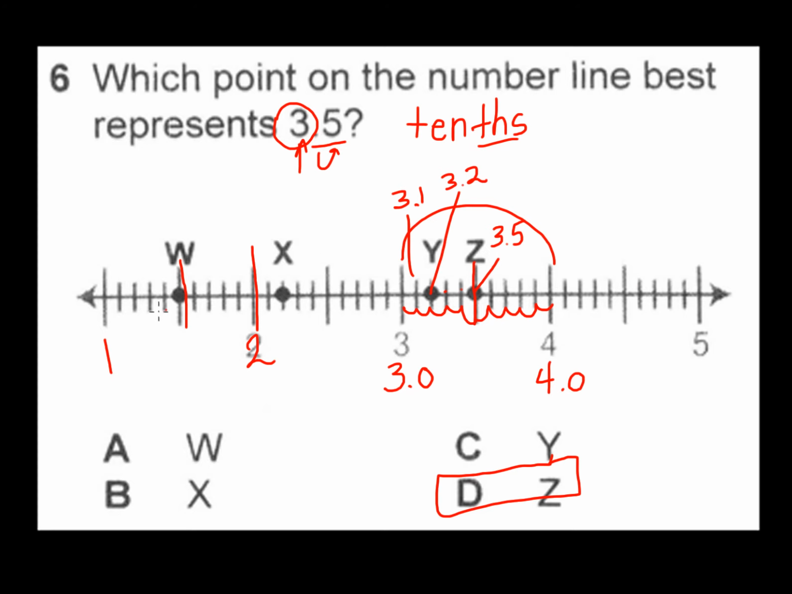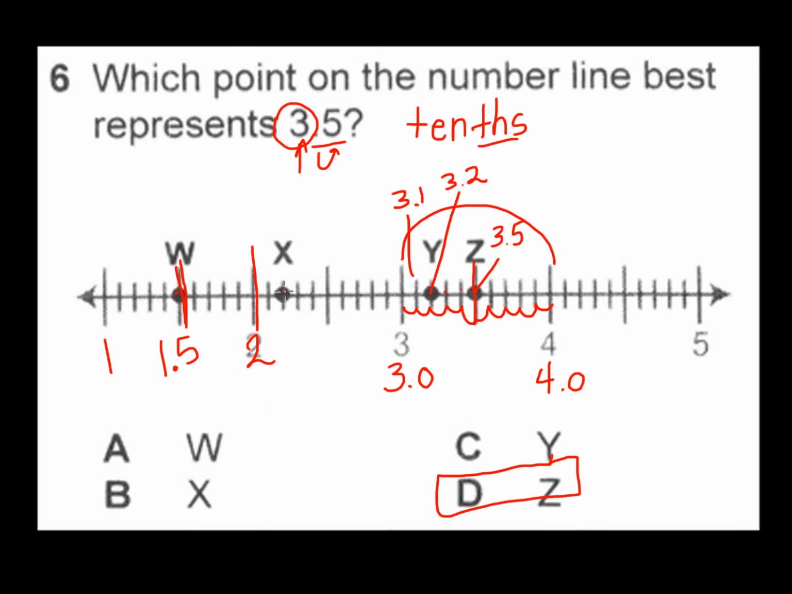So I can work backwards. Here's 2, and I have these 10 spaces going this way. Backwards is 1. This point right here is halfway between the 1 and the 2. So think to yourself, halfway of 10 is 5. This is 1 and 5/10.